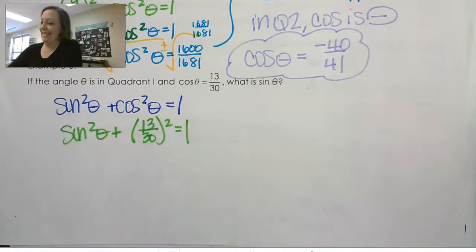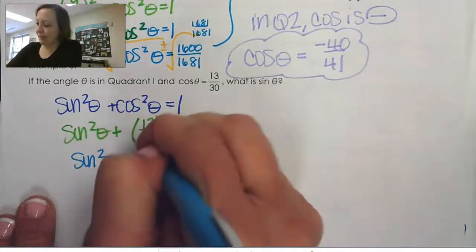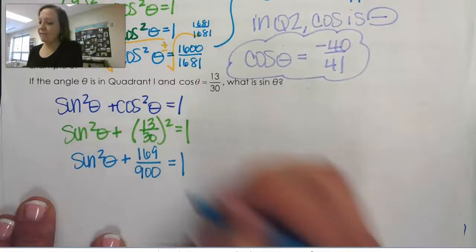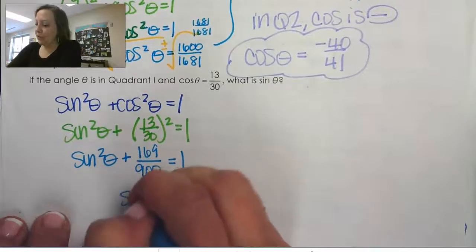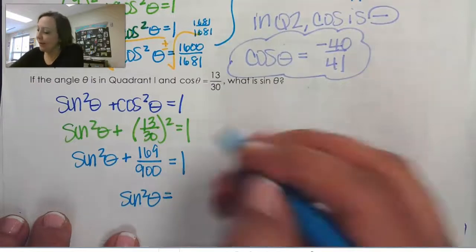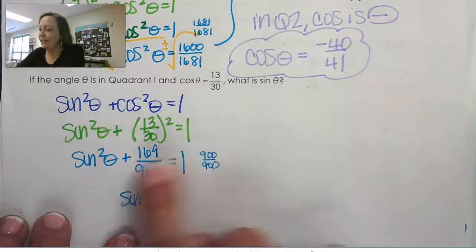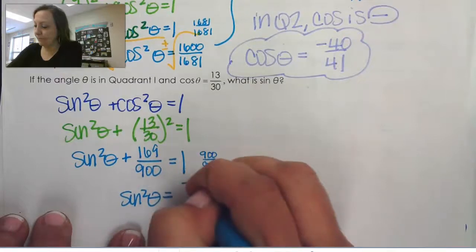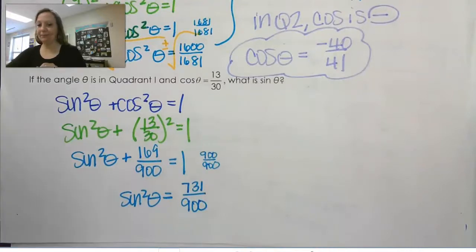And then I can square 13 to make 169, square 30 to make 900, and then set that equal to 1. So now I want to subtract 169 over 900 from 1. So I'm going to think about 900 over 900 as 1, and then subtract 169 from that. So I get 731 over 900.